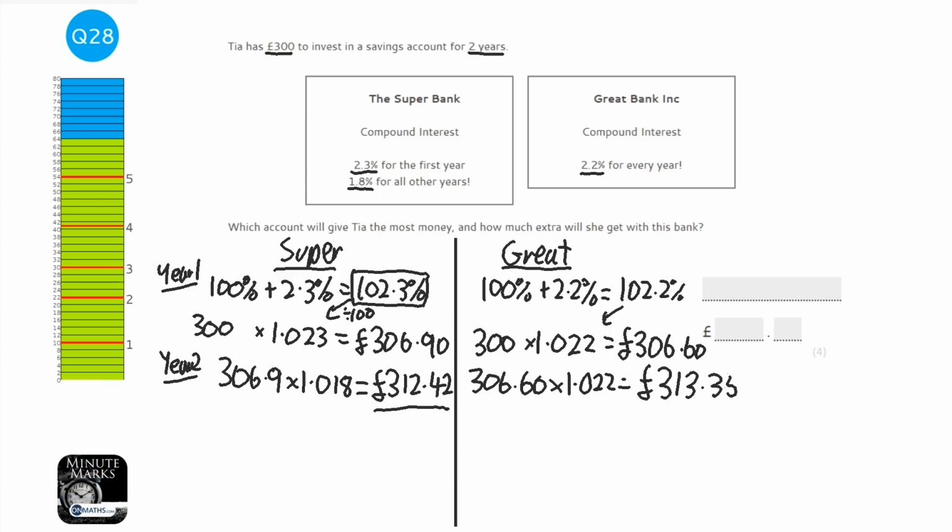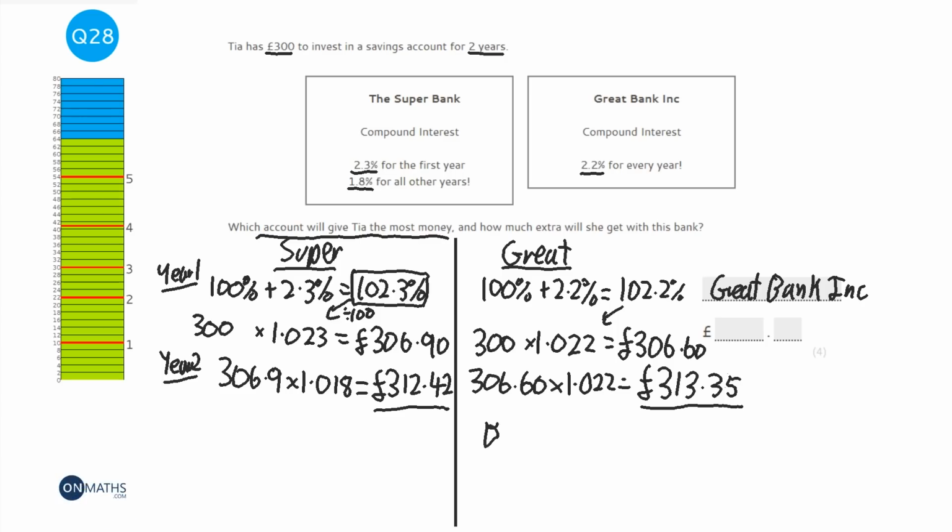Okay, so it says, which account will give her the most money? Well, looking at that, it's going to be the Superbank. And when you're writing down an answer, make sure you write down the full name. Oh, it's not going to be Superbank, it's going to be the Great Bank. Look at that. So Great Bank Inc. And it says by how much. So I'm going to get that by how much. Let's show the examiner what I'm doing.